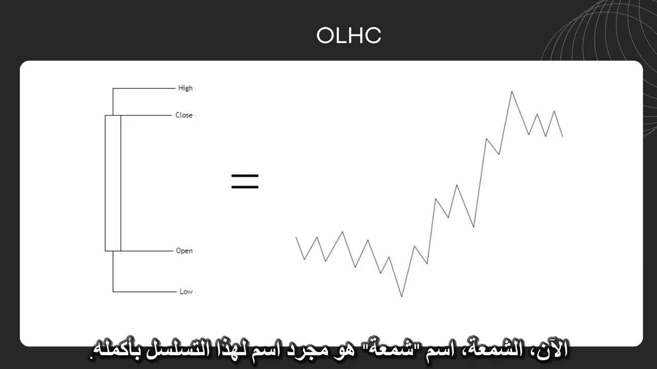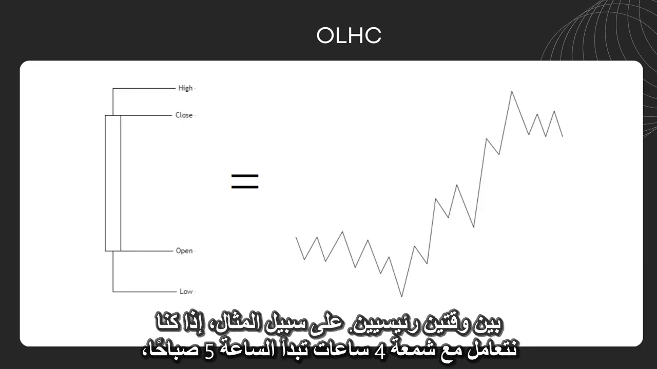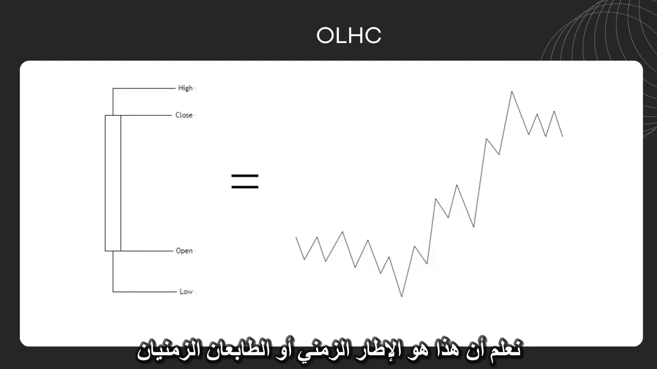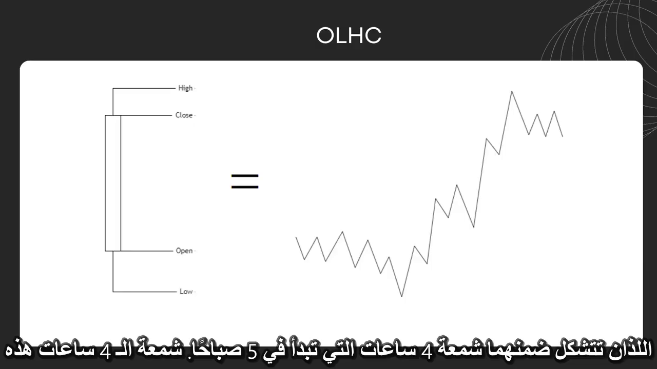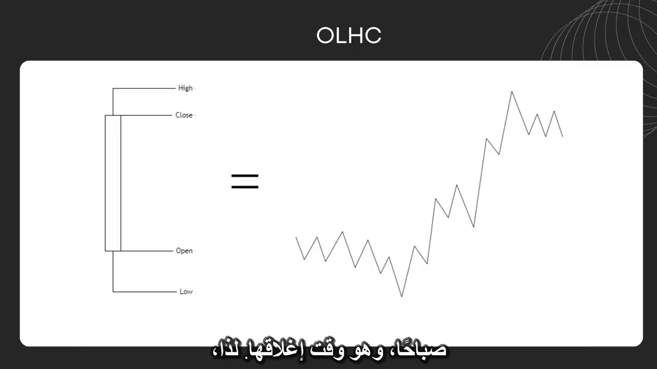Now the name candle is just a name for this whole sequence, right? This is basically a sequence of moves which happens in a dynamic fashion between two key times, right? For example, if we are dealing with a 5 a.m. 4-hour candle, then we know that this candle forms from 5 a.m. till the end, at 9 a.m., right? We know that these are the two timestamps within which a 4-hour 5 a.m. candle forms, right? This 4-hour candle starts at 5 a.m., which is its opening time, and then it closes at 9 a.m., which is its closing time, right?